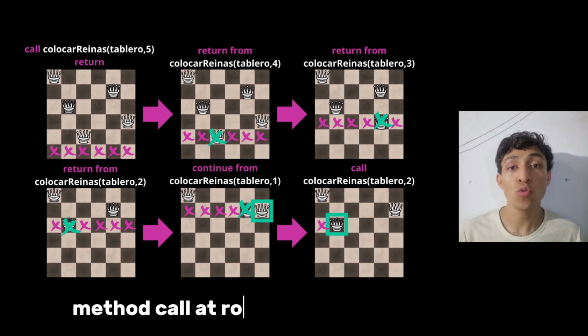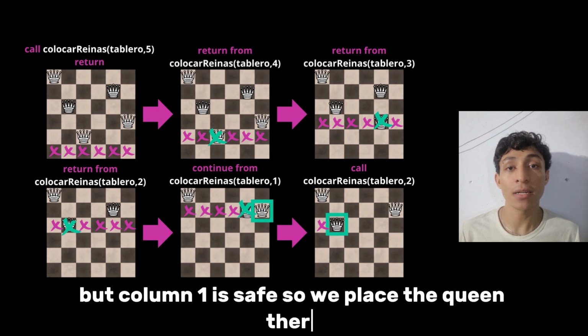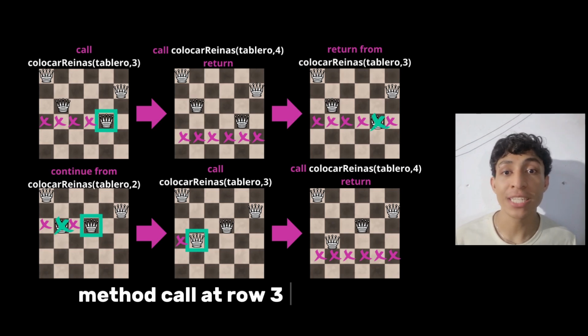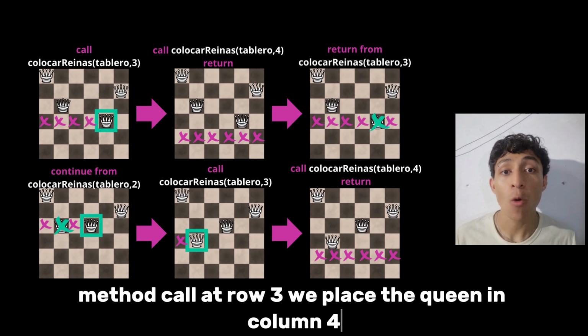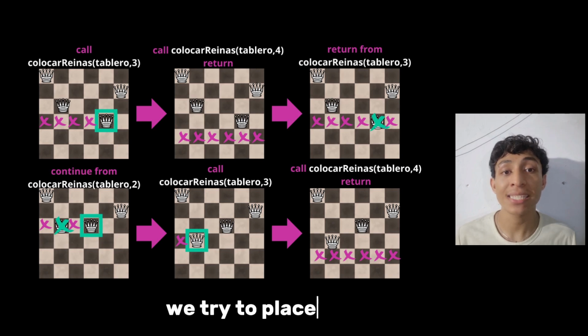Mirror call at row 2. Column 0 is unsafe, but column 1 is safe, so we place the queen there. Mirror call at row 3. We place the queen in column 4, which is safe. Mirror call at row 4. We try to place the queen, but all columns are unsafe.